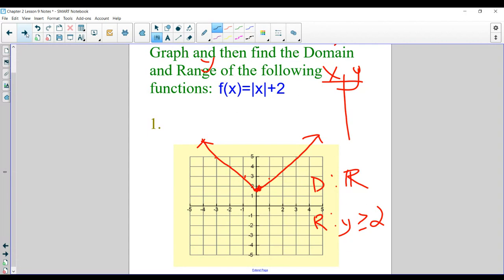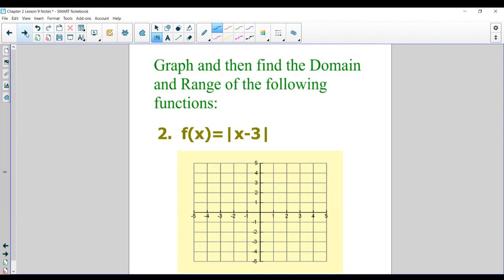Let's do another one. f of x is equal to the absolute value of x minus 3. That one, if you graph that on Desmos or by calculator or again by hand, will look like this. I need to redraw that. Sorry, that was not very good. Let me do this here. There and there, that's what that one would look like.